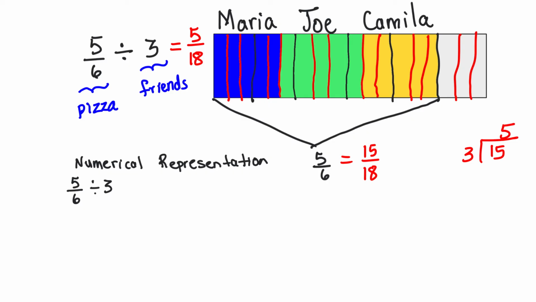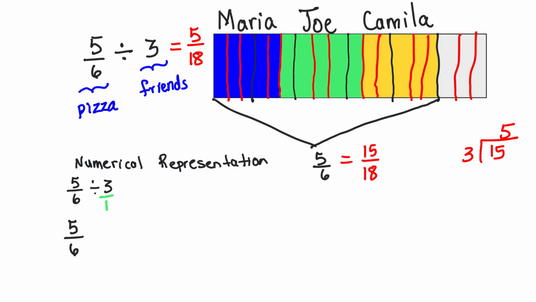We're going to learn how to do 5/6 divided by 3 using numerical representation, or using math symbols. Before you start doing your division, make sure that all your numbers are fractions. The 3, we're going to put over 1 to make it a fraction. And we know that if you divide by 1, the value doesn't change. Then we write 5/6, what you have, you keep the same.